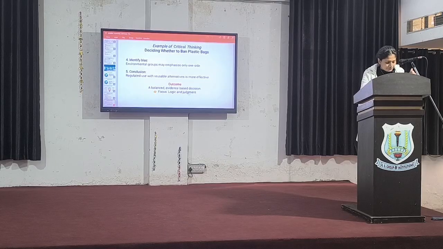Justify bias. Environmental groups may emphasize only one side. Decisions, वो एक side focus करेंगे. At the conclusion, क्या solution आया इस सारी चीज का? Regulated use with reusable alternatives is more effective.